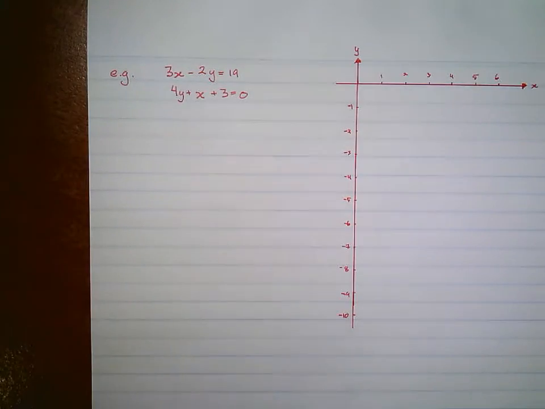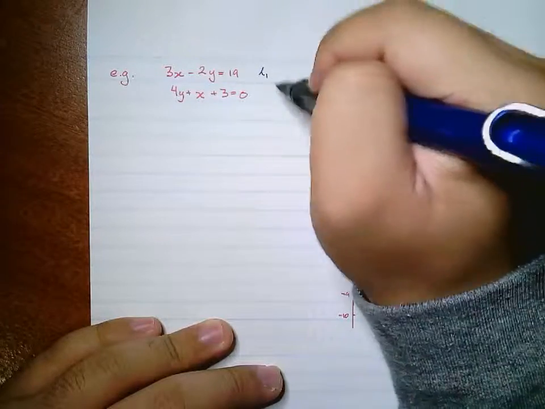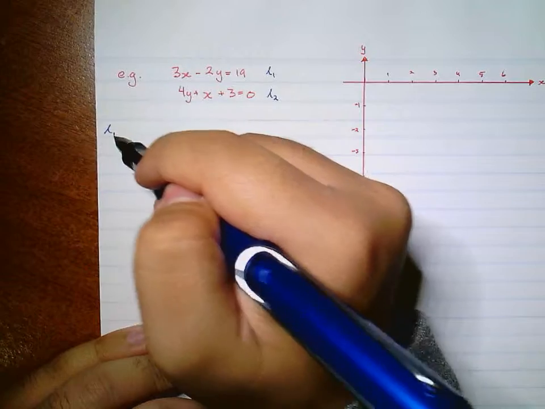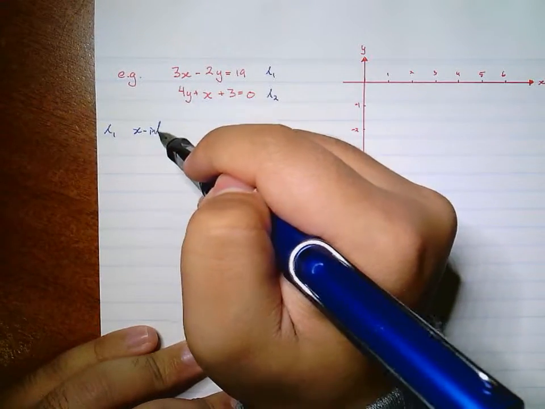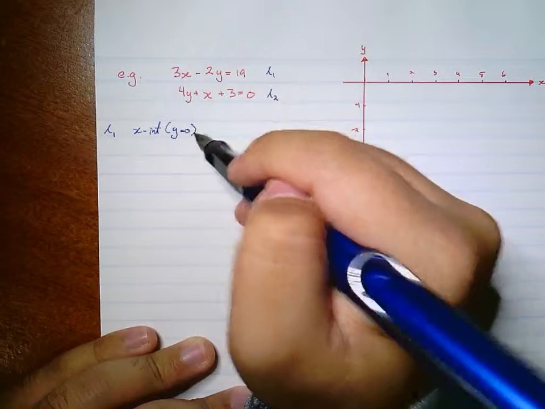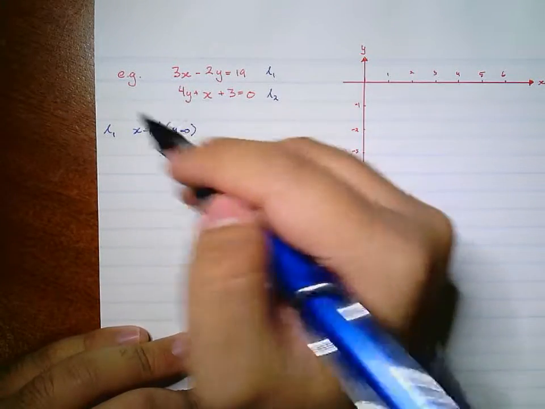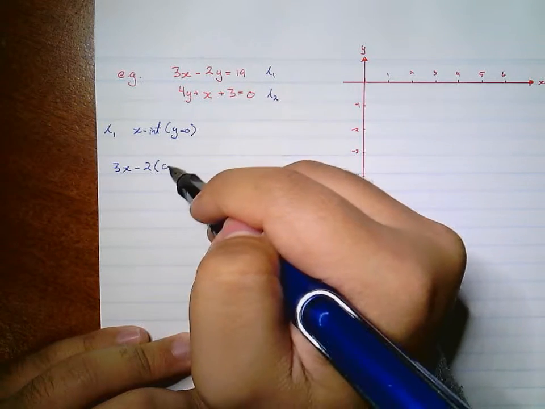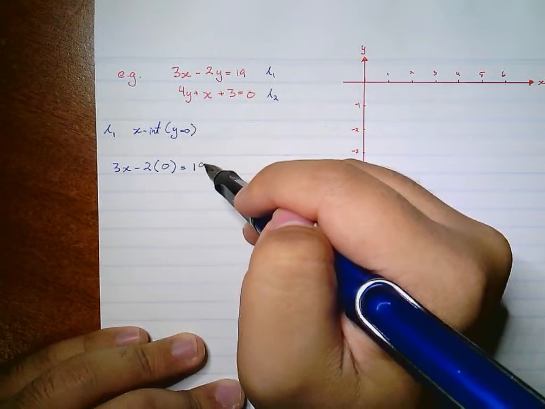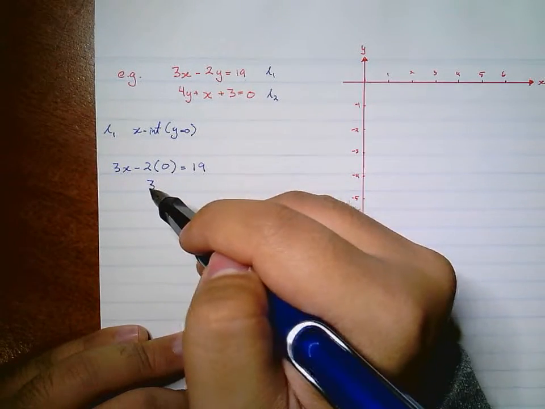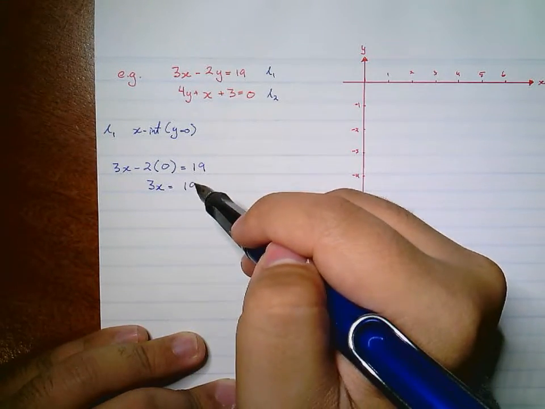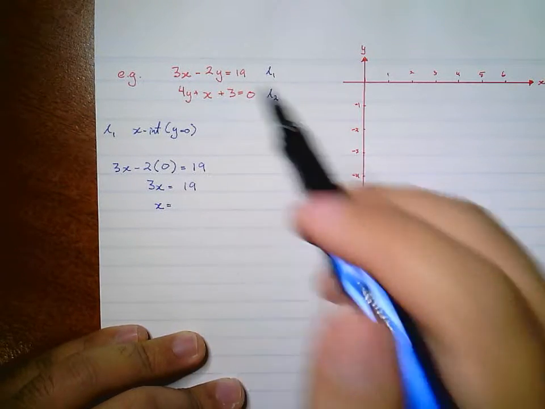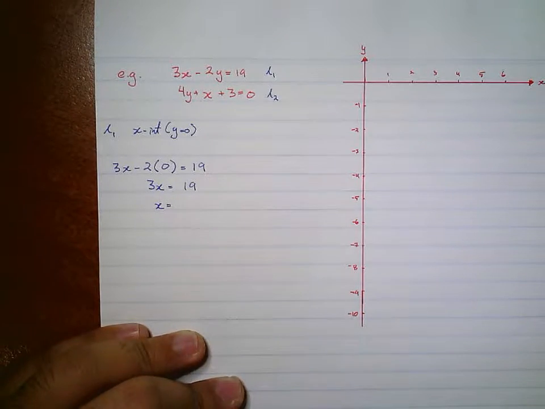So here we go. Let's begin. We have line 1 and line 2. So let's find line 1. Let's find the x-intercept first, where y is equal to 0. So we're going to have now 3x minus 2 times 0 equals 19. We get 3x is equal to 19, which gives me x is equal to, that's about 6 and 1/9.